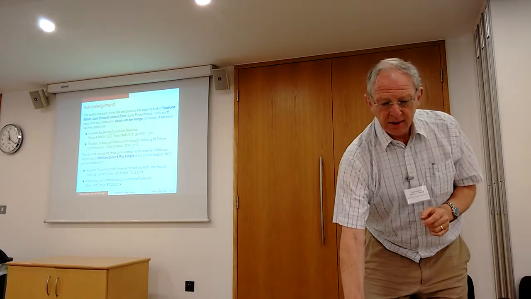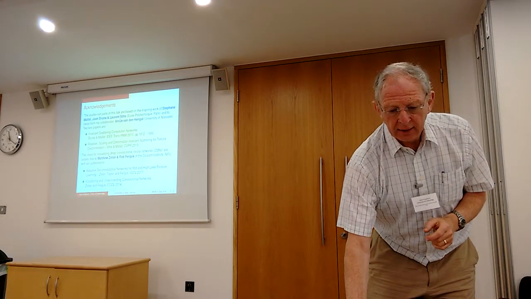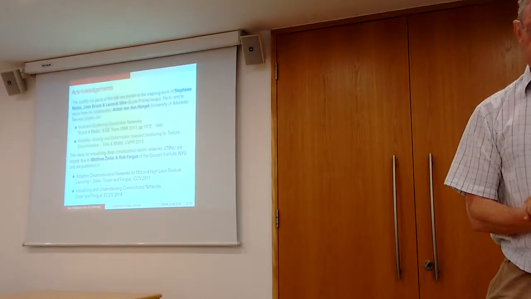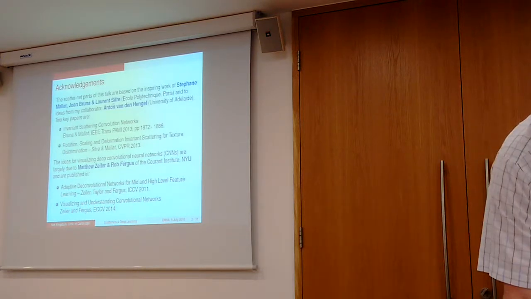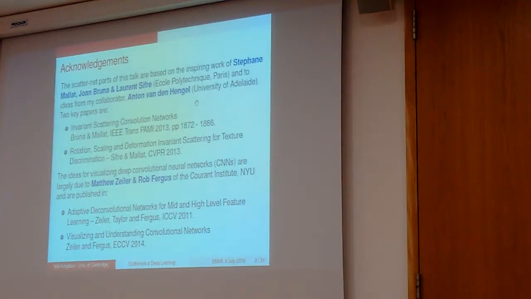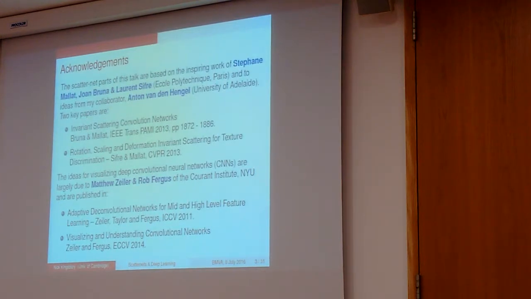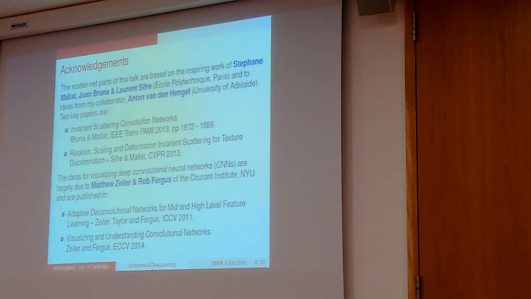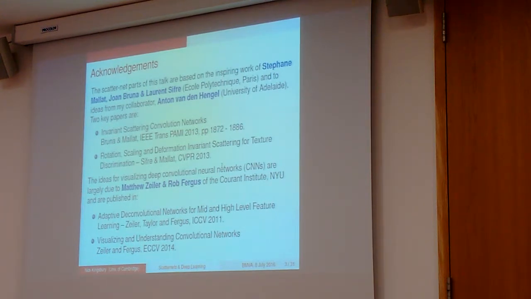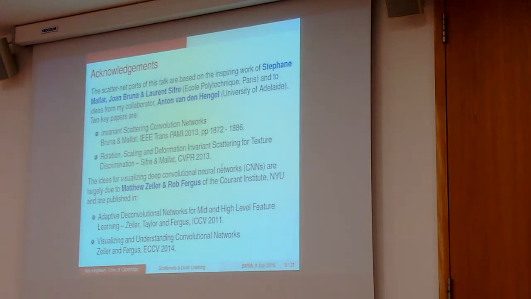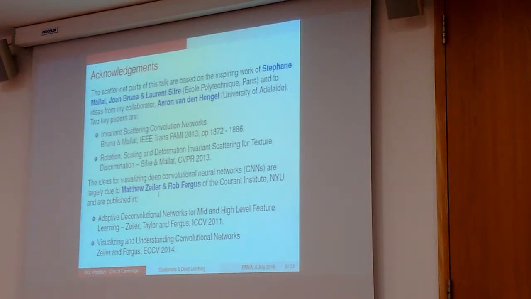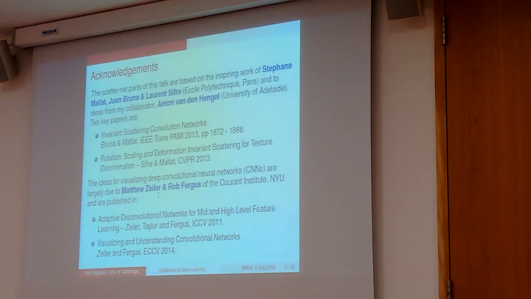The acknowledgements are to the work of Stéphane Mallat, Joan Bruna, and Laurent Sifre, done at École Polytechnique in Paris, and also ideas from my collaborator on this work, Anton van den Hengel from the University of Adelaide in Australia. The key papers by Mallat and co. are Bruna and Mallat, Transactions on PAMI from 2013, and Sifre and Mallat at CVPR 2013. The ideas I'll be talking about to do with deep networks and for visualizing them via an inverse deep network are due to Matthew Zeiler and Rob Fergus from the Courant Institute in New York, and they're these two papers.